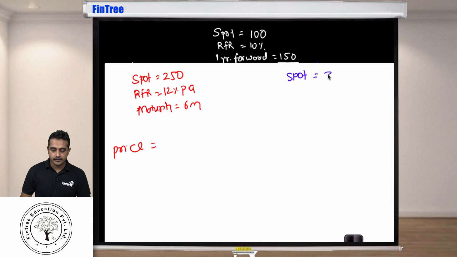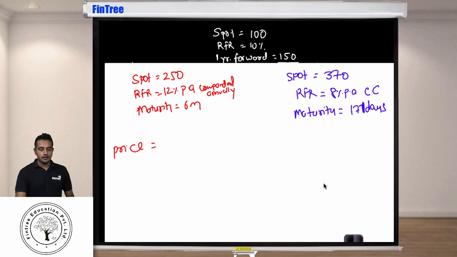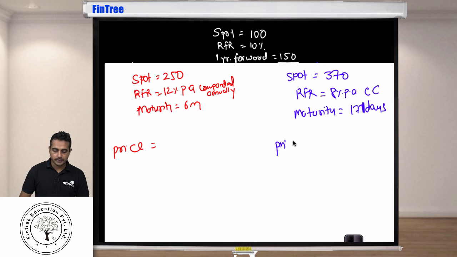Spot price is 370, RFR is 8% per annum, compounded continuously. This rate was assumed to be, if nothing is mentioned, we assume annually. Maturity is 171 days. Find out the no arbitrage forward price. So how do we do this one?